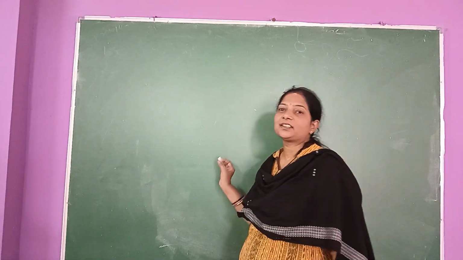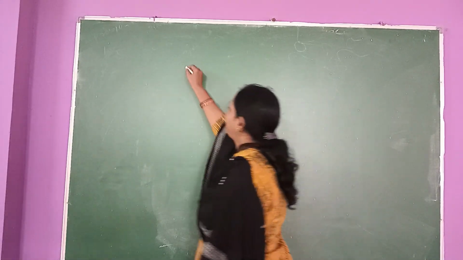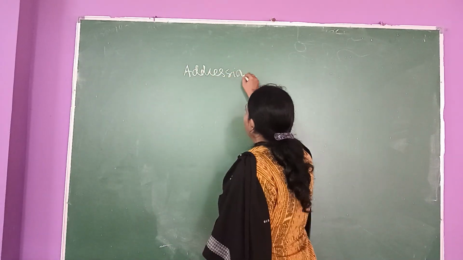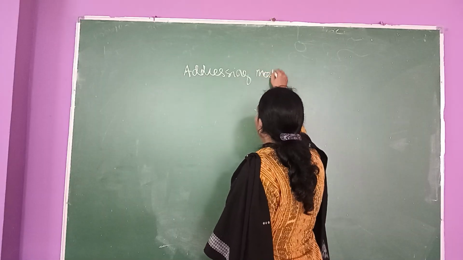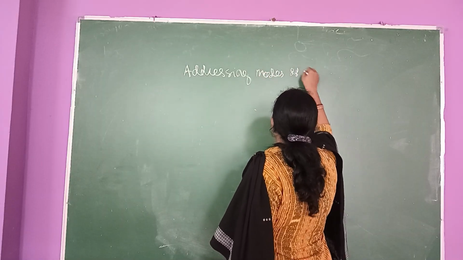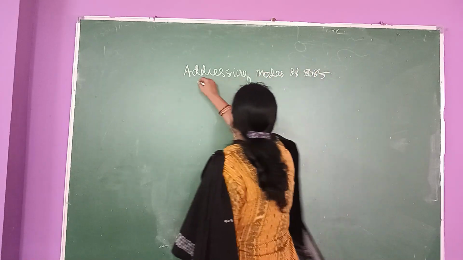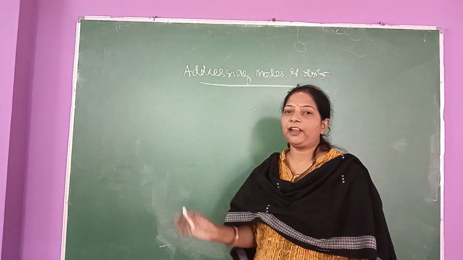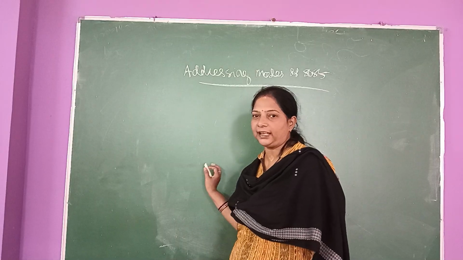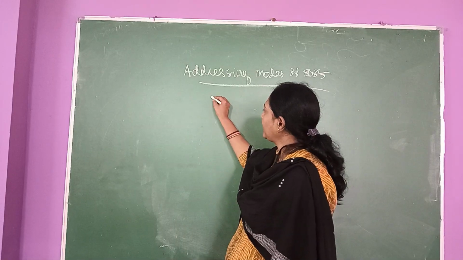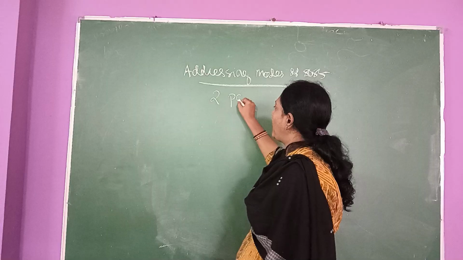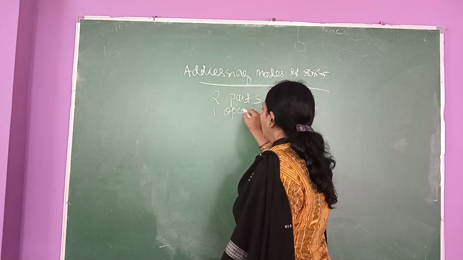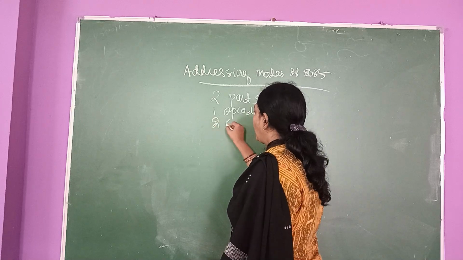So today we will discuss the addressing modes of 8085. Before going to study the addressing modes of 8085, we will know what an instruction is. An instruction is the command given to a computer to perform certain tasks. An instruction can be divided into two parts: one is opcode and another is operand.